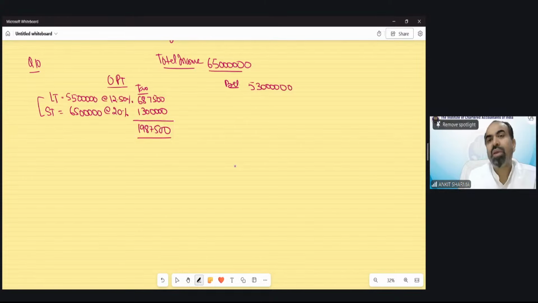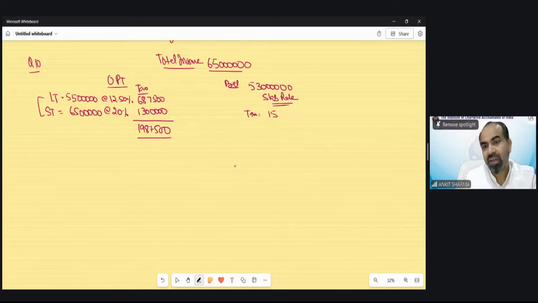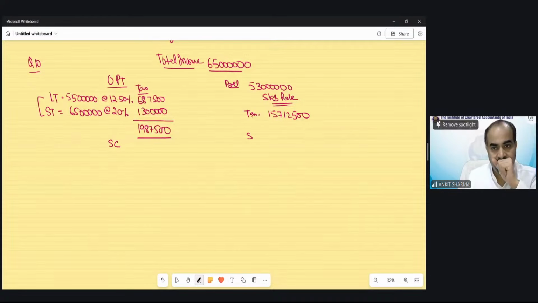on which we have to calculate tax as per slab rate. The first 2.5 lakh is nil, the next 2.5 lakh is 5%, the next 5 lakh is 20%, and above 10 lakh rupees the slab rate would be 30%. So the tax accordingly would come to 157,125,000. Now the question is, what is the surcharge rate?